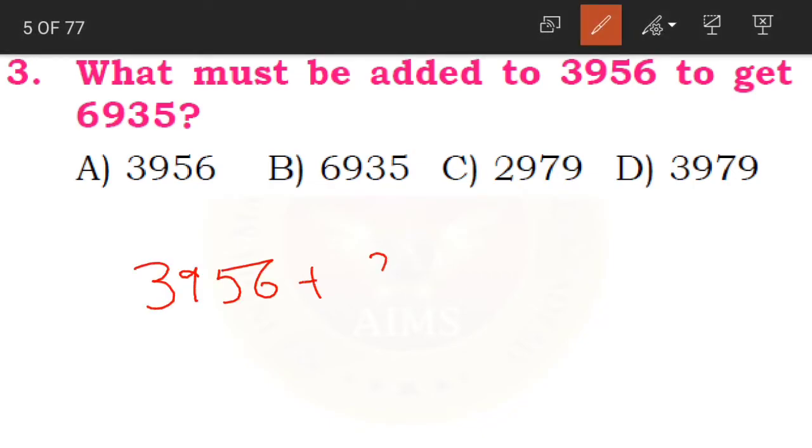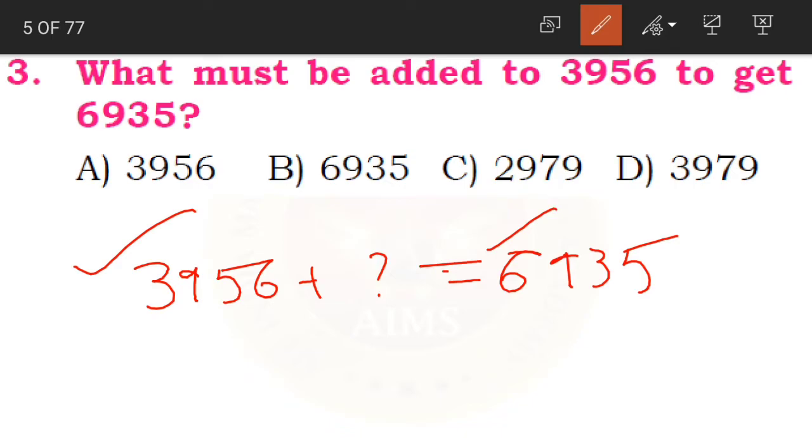3956 we are having. What should be added to get 6935? We are having an addend and the sum. We need to find out the other addend. What do we do children? Yes, we subtract the given addend from the sum.